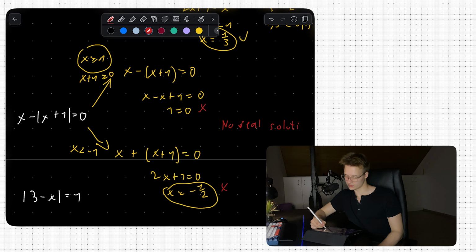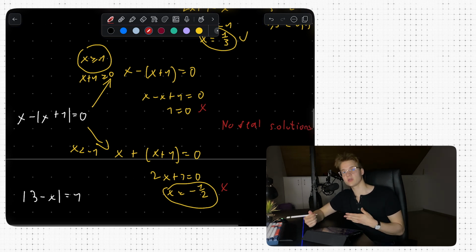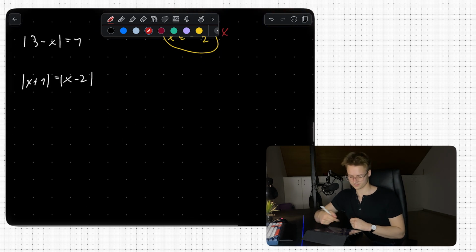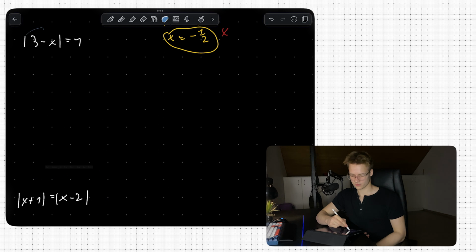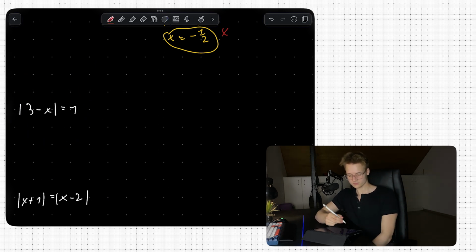No real solutions. It might have a solution in the complex numbers, but in the real plane, there are no solutions. Now we move on to the next one. So, for example, we have 3 minus x. It's the same procedure. Here you can kind of already see though what it's going to be.